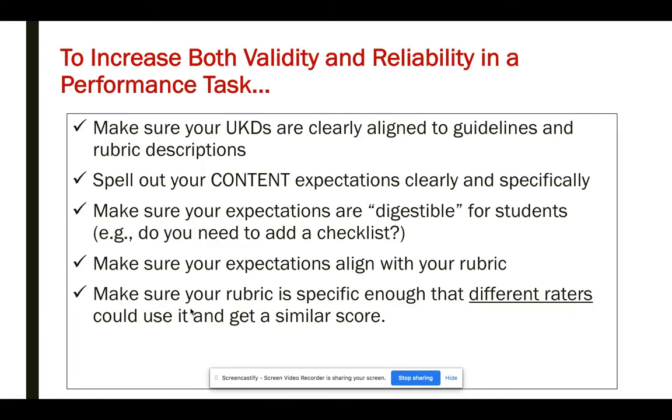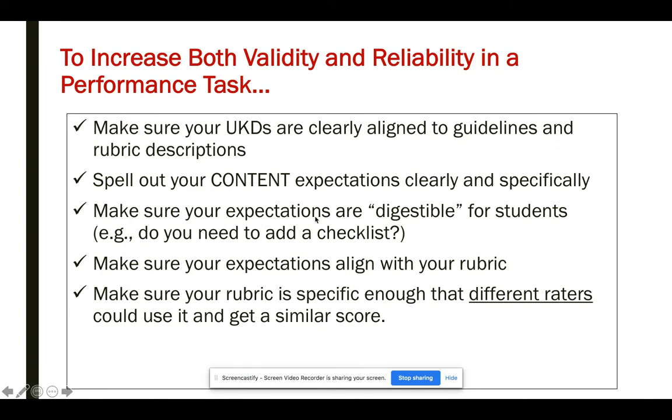So to increase both validity and reliability in a performance task, make sure your UKDs are clearly aligned to the guidelines and rubric descriptions. So that would be the numbers in the directions in your task and the bullet points in your rubric. Spell out your content expectations clearly and specifically instead of page numbers.